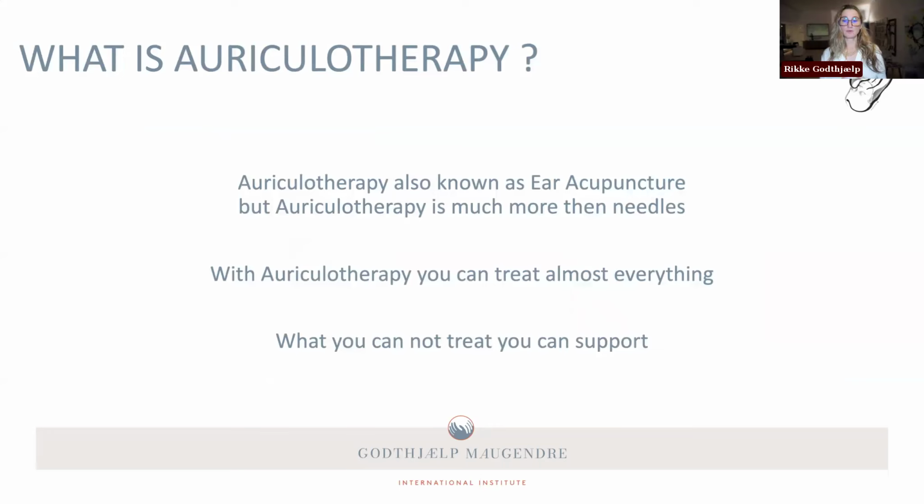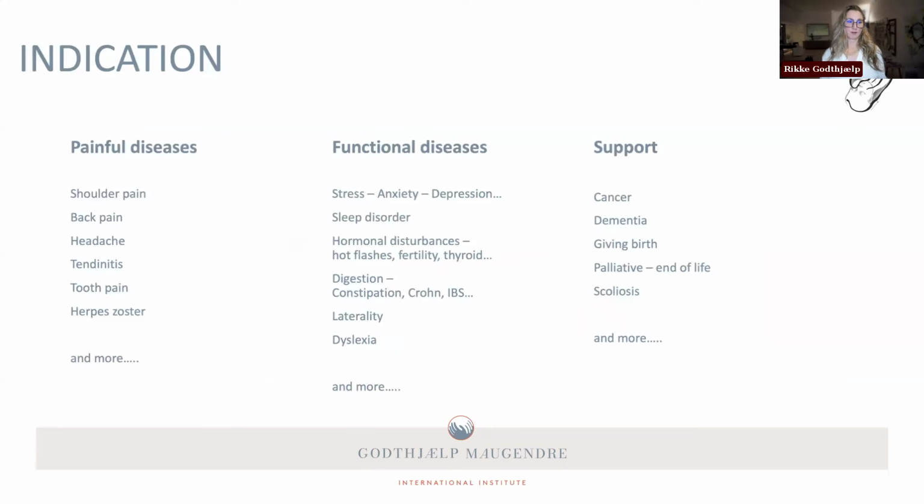We can do so many things with auriculotherapy. We can treat almost anything, and the things that we can treat, we can support. For example, painful problems, we can treat that. Functional diseases, we can treat that. Support could be cancer, dementia, giving birth, palliative relief, scoliosis, and so on. I treat a lot of people for scoliosis, but I need to keep treating them to get them to hold a good position.